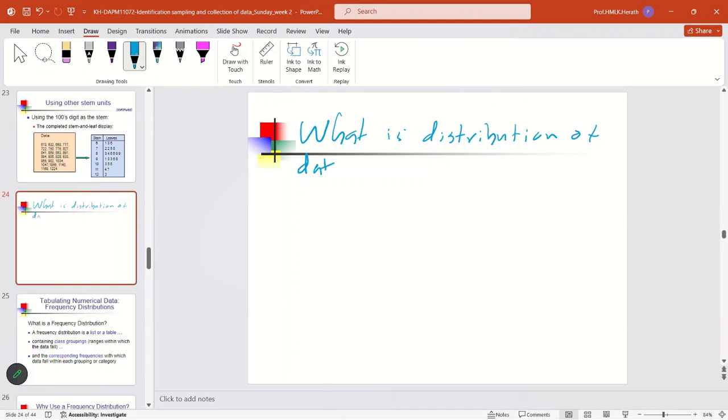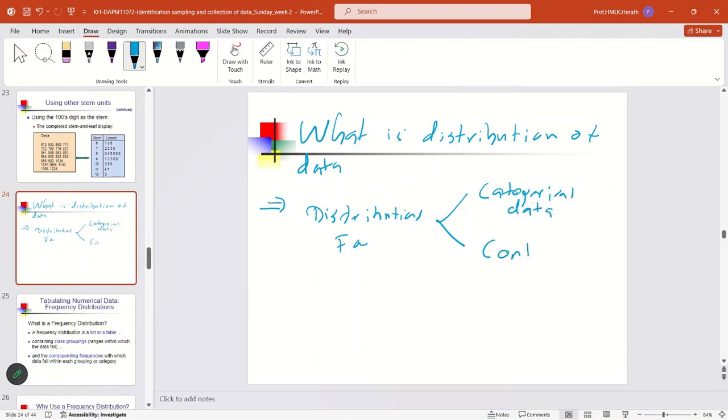Data. We can talk distributions. We have distributions for categorical data and continuous data. So we have things for categorical data and continuous data.